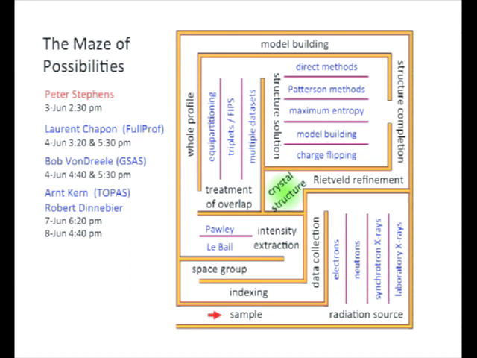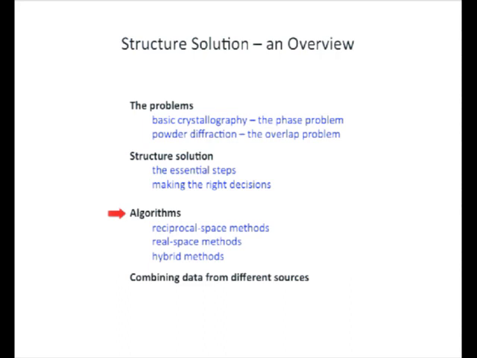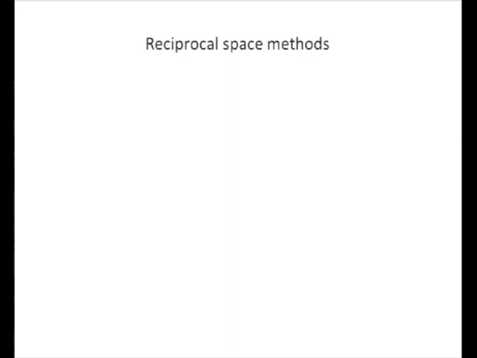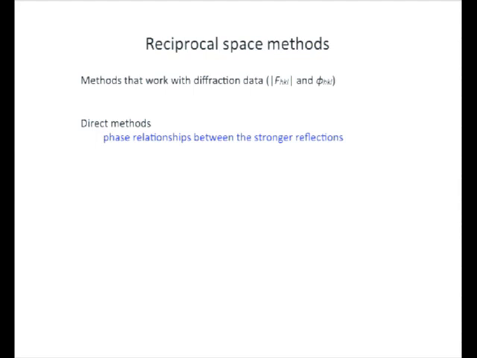Okay. I just want to say a few words about the algorithms that are used for structure solution, because you're going to hear these expressions, and if you don't know what they mean, you think it's something very complicated, and it's really something very simple. There are what we call reciprocal space methods. These are simply the methods that work with the diffraction data, your amplitudes and phases, sometimes referred to as phase space, working in phase space. These are direct methods, which work with phase relationships between the stronger reflections, expressed very, very simply. You will hear much more from Carmelo Giacovazzo.